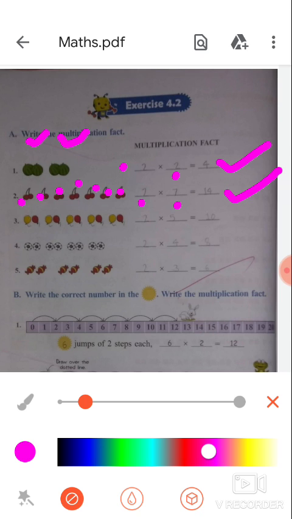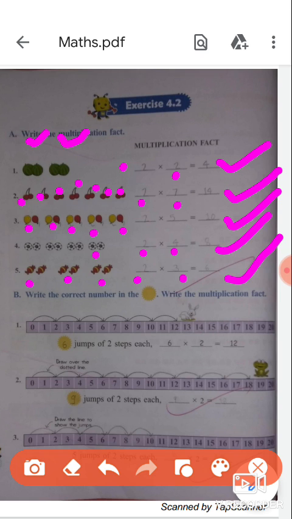In the next, 5 groups of 2 balloons. 1, 2, 3, 4, 5. 2 multiplied by 5 equals 10. Now in the next, 4 groups of 2 footballs. That means 2 multiplied by 4 equals 8. So there are a total of 8 footballs. In the fifth, 1, 2, 3 groups of 2 toffees. It means 2 multiplied by 3 equals 6.